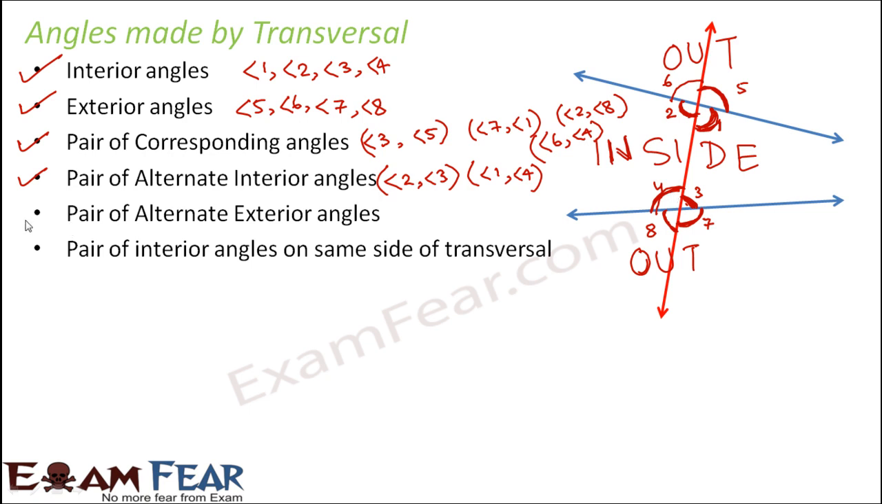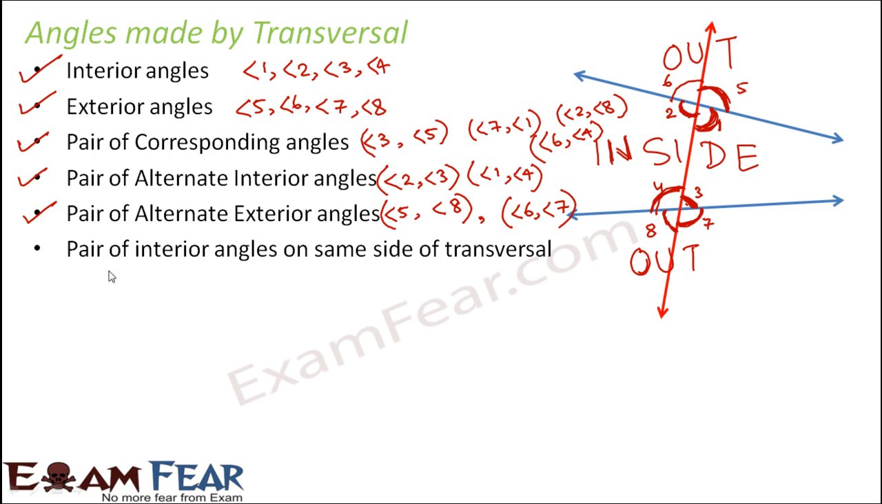Similarly, when you look at pairs of alternate exterior angles, you will deal only with the exterior angles. For example, what would be the alternate angle for angle 5? The exterior angle which is located on this side of the transversal. So angle 5 and angle 8 would form a pair of alternate exterior angles. Also angle 6 and angle 7 would form a pair of alternate exterior angles.